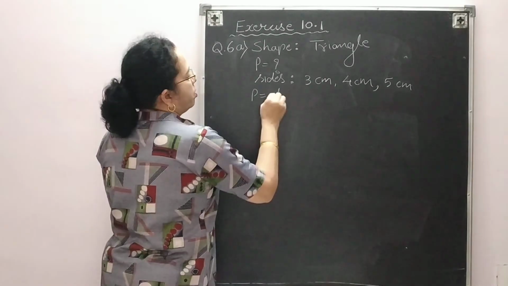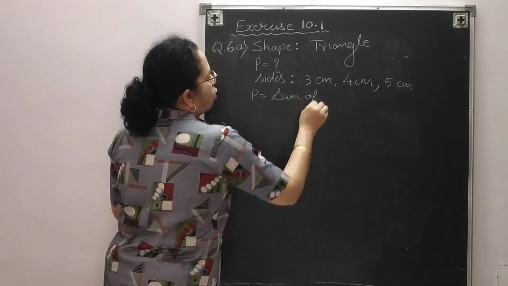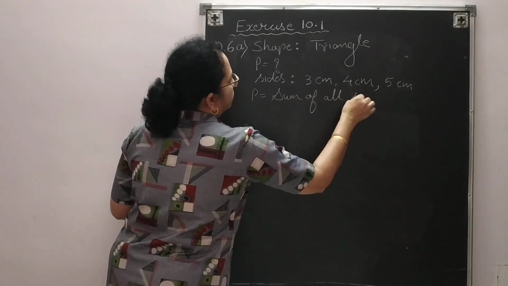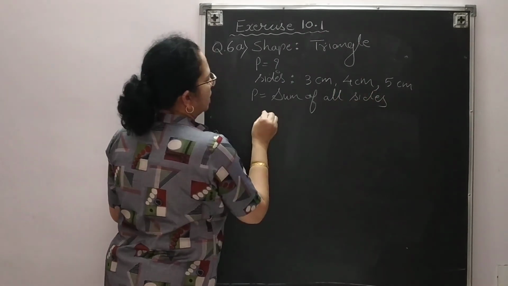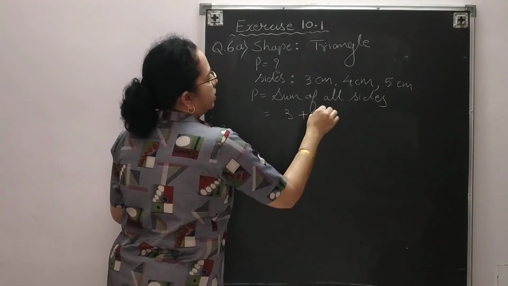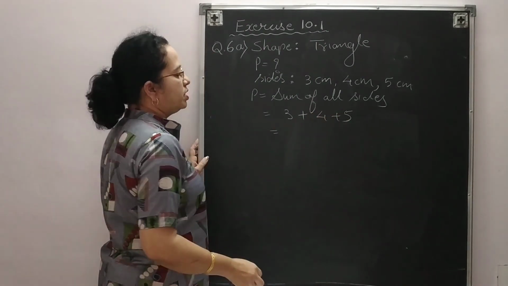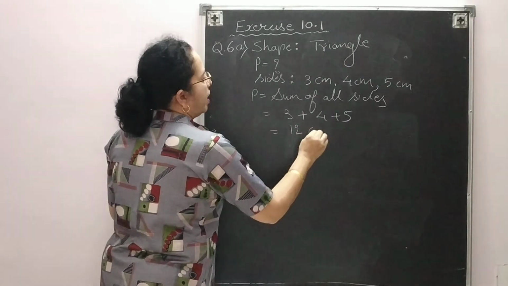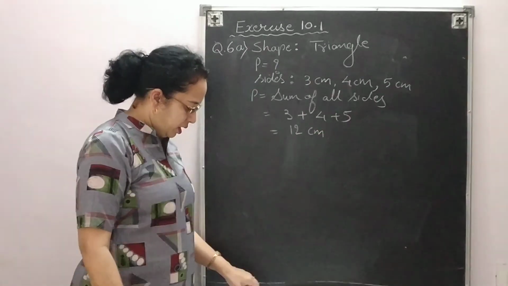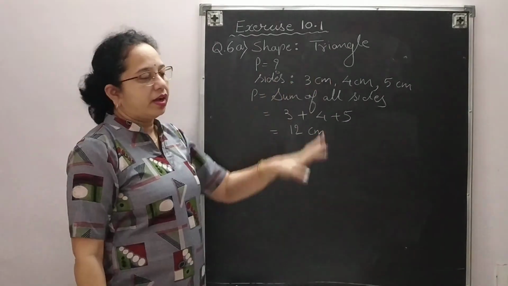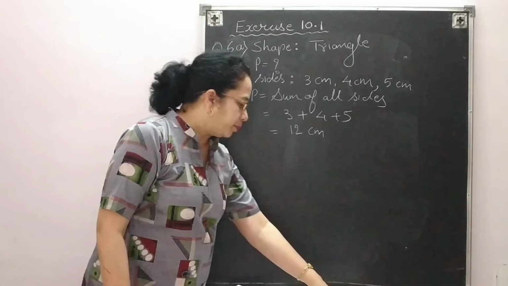Always, perimeter we find out as the sum of all sides. Sum means we will add everything. So 3 plus 4 is 7, 7 plus 5 is 12, and your unit is centimeter. So the perimeter of the triangle will be 12 centimeter.